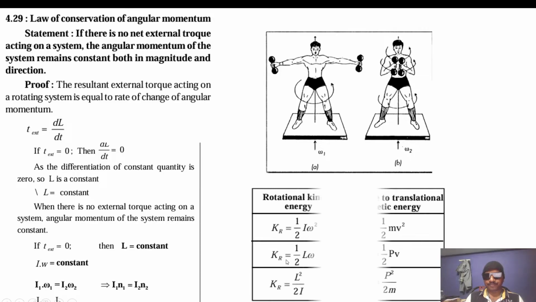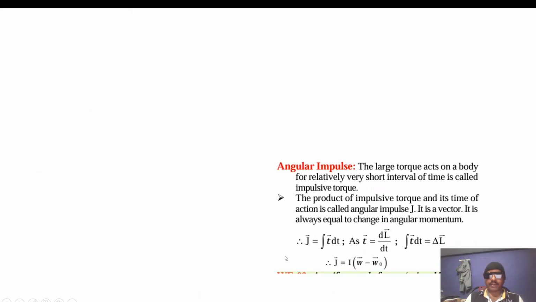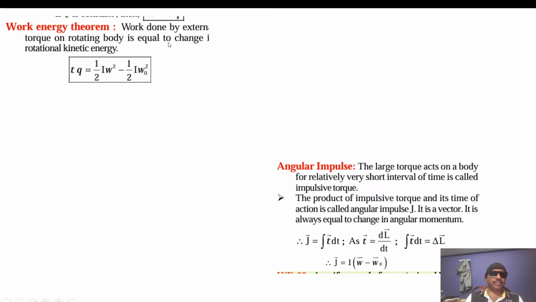So this is the rotational kinetic energy and translational kinetic energy. K equals 1 by 2 I omega square. Similarly, 1 by 2 L omega. Similarly, L square by 2I. See here, just a comparison between the linear kinetic energy and rotational kinetic energy. Okay, now next, the work energy theorem.